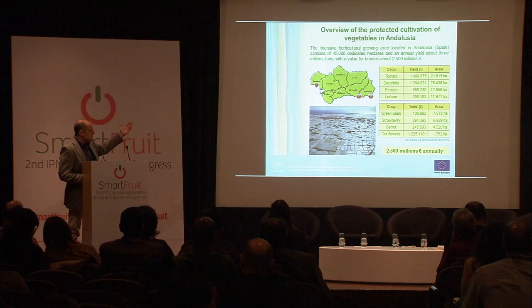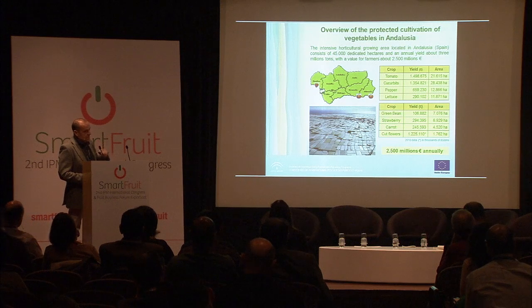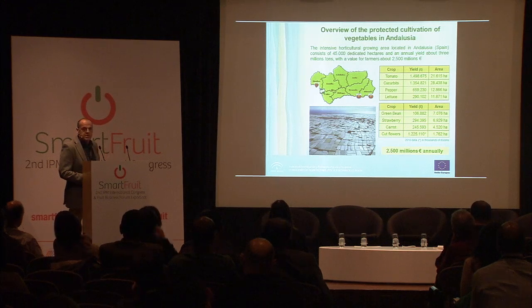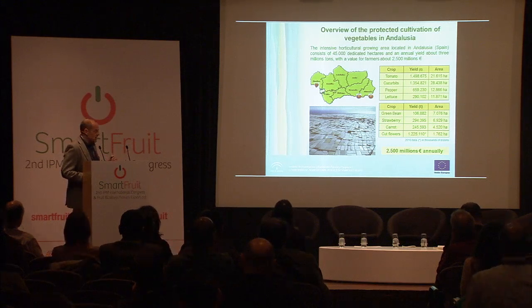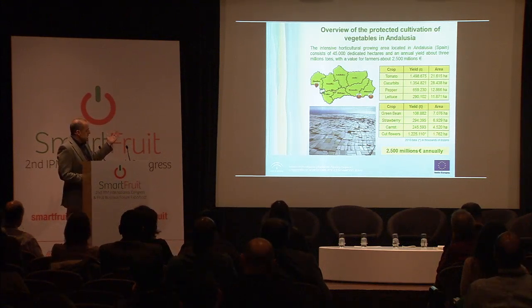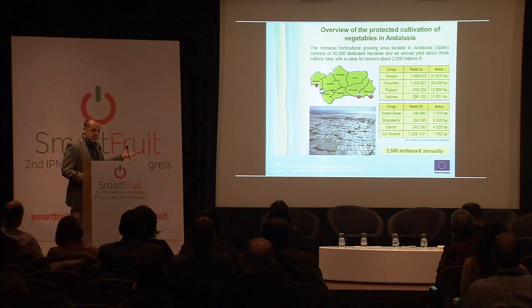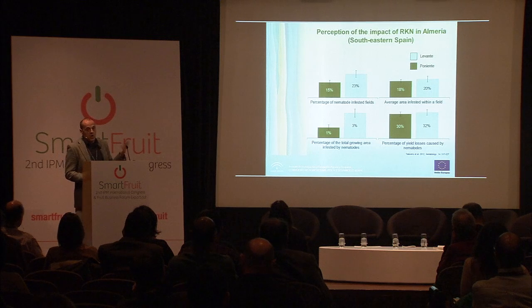In the slide you can see what we produce, the surface dedicated to each of these, and on a yearly basis this means that farmers earn about 2.5 billion euros per year. That's about a third of the agricultural revenues in Andalusia. So it's really important. Secondly, we had to have a look on whether they were affected by nematodes or not.